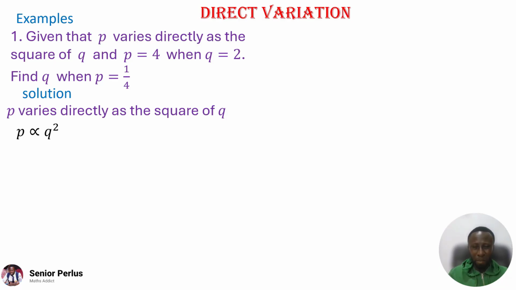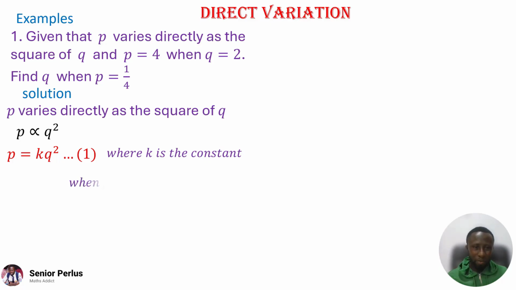So it will be P equals k, then the square of what? Q. Good. And this will be our equation 1, where k is the constant of proportionality. So that will be our equation 1. So in the question, you were given P equals 4, Q equals 2. So when P equals 4, Q equals 2. This will help us to solve for the k.